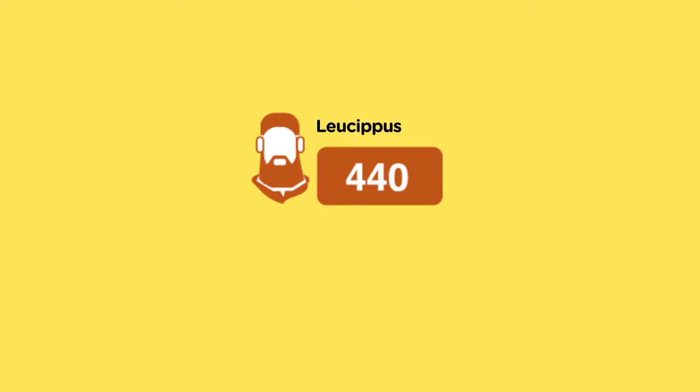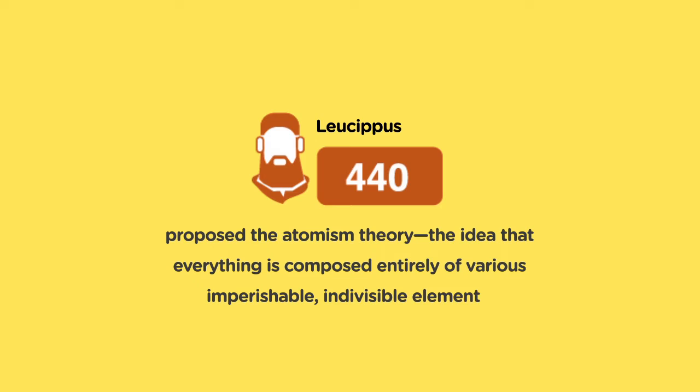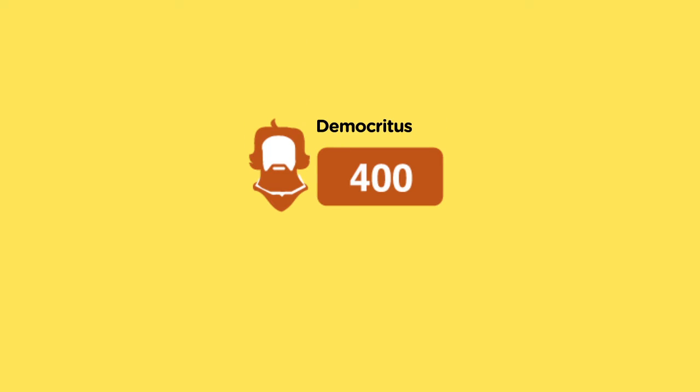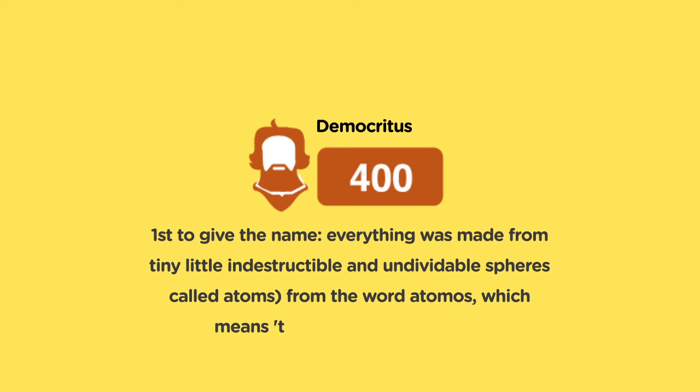It begins in 440 BC by Leucippus. He suggested the atomism theory, which suggested that everything is composed entirely of various imperishable, indivisible elements. In 400 BC, the Greek philosopher Democritus called them atoms for the first time, from the Greek word atomos, which means that cannot be split.